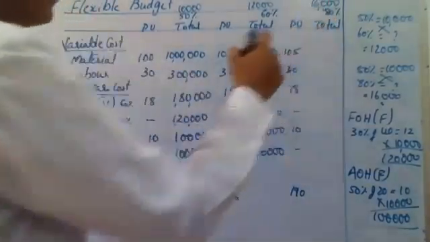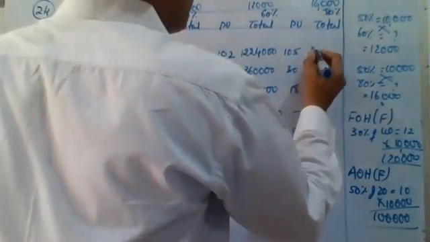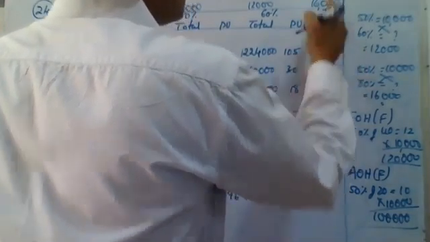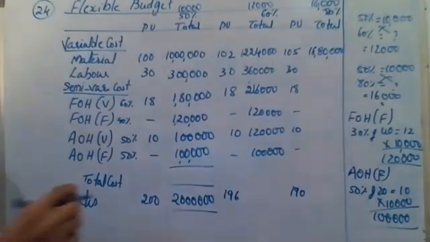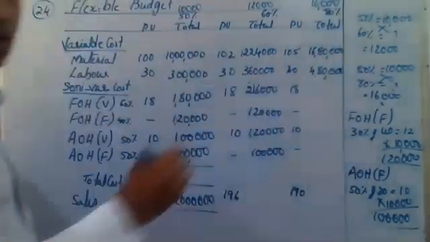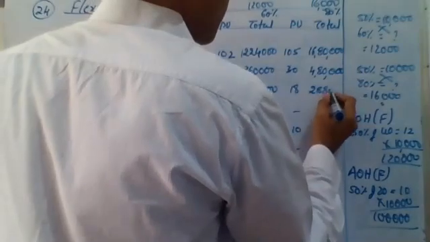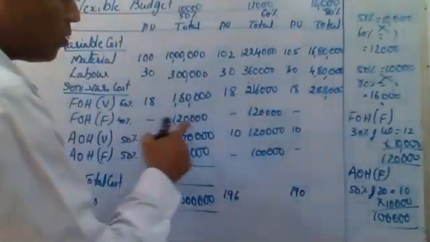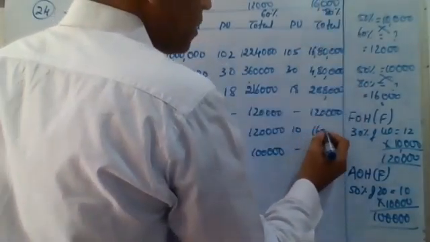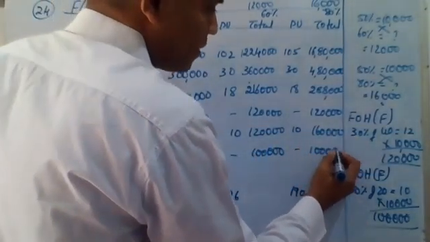So now 16,000 into 105, it comes to 16 lakhs 80,000. 16,000 into 30 comes to 4,80,000. 16,000 into 18, 2,88,000. What about this? I just copy this 1,20,000 as such. 16,000 into 10 is 1,60,000. This one is fixed cost, so I'll copy 1 lakh just like that.